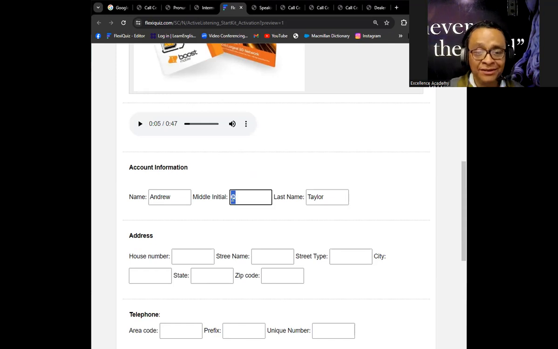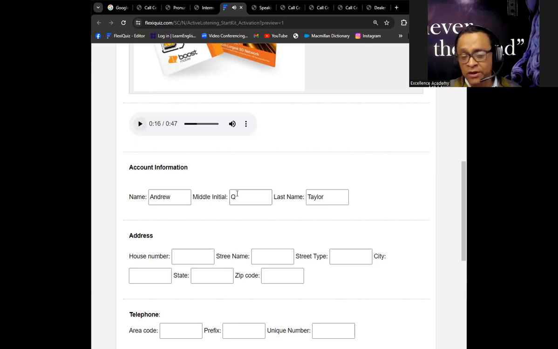Customer said Q as in what? Quebec, right? That's perfect. I just purchased a starter kit from the Walmart, and it says to dial this number. My name is spelled Andrew. My middle initial is Q as in Quebec, and my last name is Taylor.